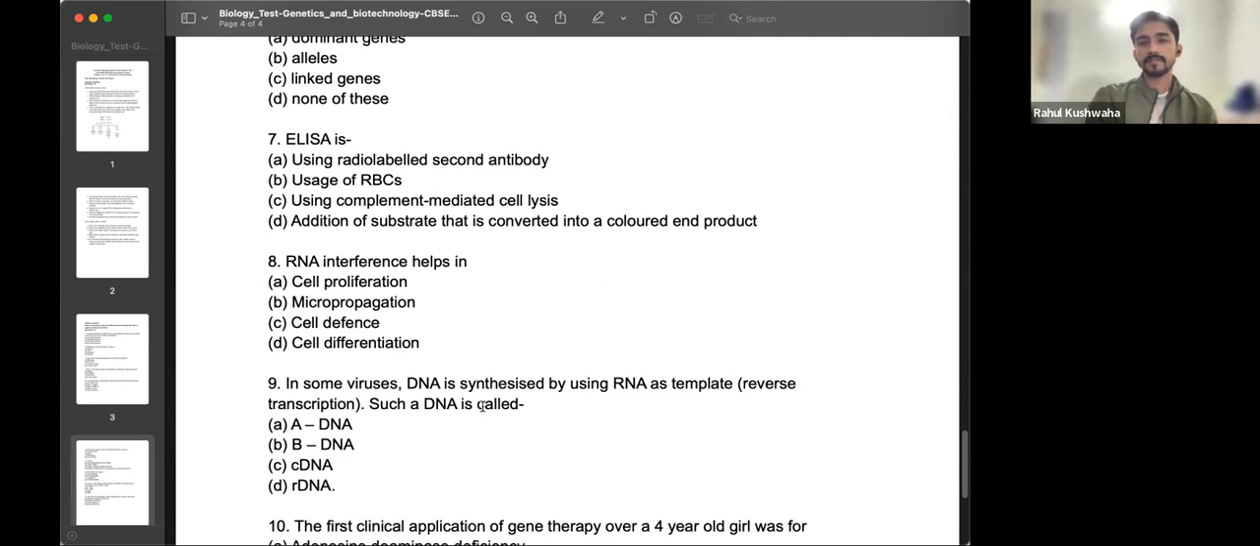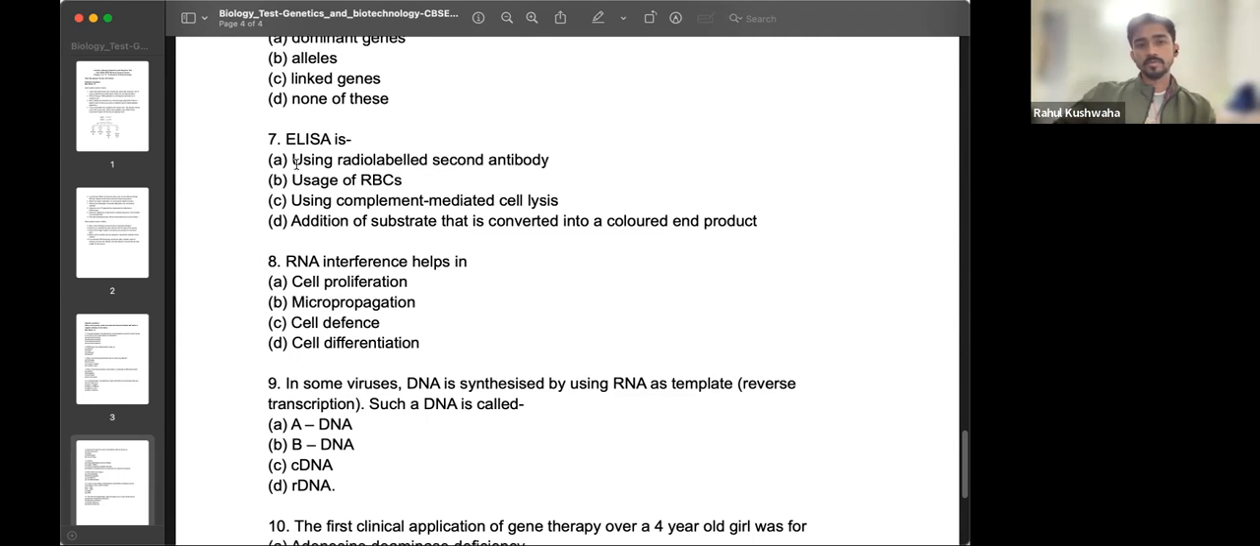Yes, I didn't know about the radio labeling part, so I got confused. I was even thinking of removing the radio labeled part from here, but this is exactly taken from NEET, so they used this word. Now because you have learned it, sometimes they can also write using fluorescent labeled antibody. That's also true. Using labeled antibodies, using secondary antibody, using immune antibodies, whatever they write.